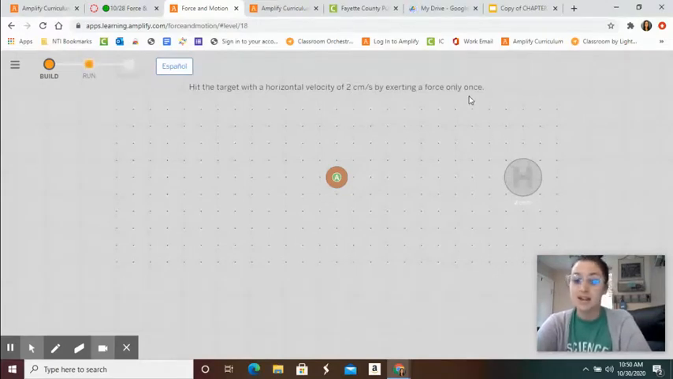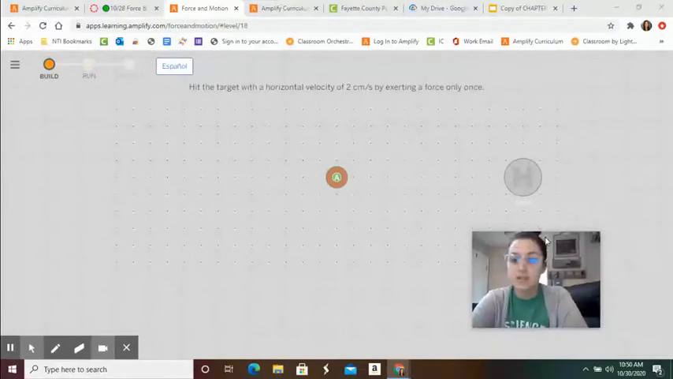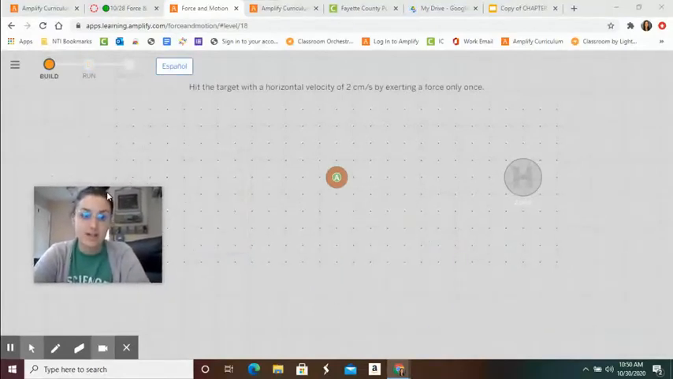Here's what I said in class. Exerting a force only once does not mean that you are clicking the arrow only once. It means you are exerting force in only one direction. Because remember, clicking the arrows makes that force stronger or weaker, it does not create a new force. And so some of you were getting confused. You're like, well, I can only click it once because it's only one force. You can click it more than once in the same direction.